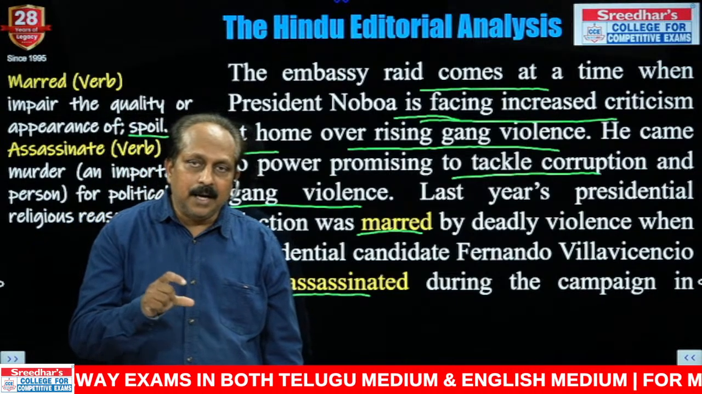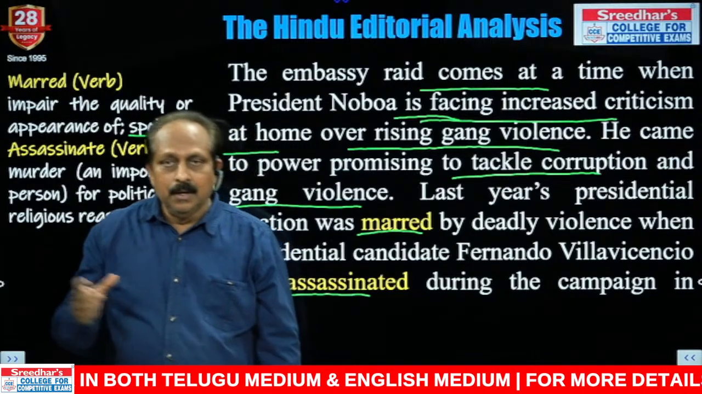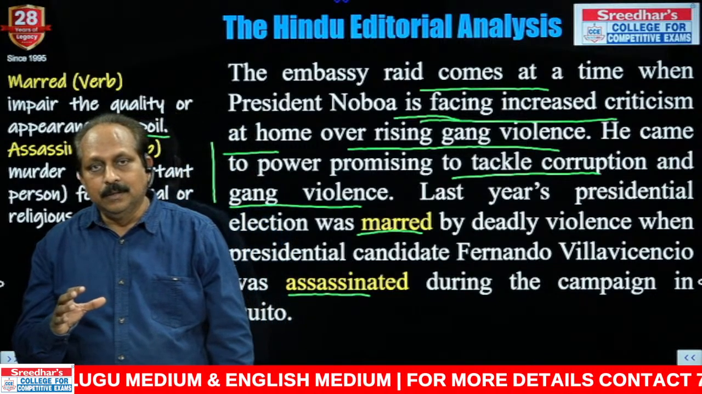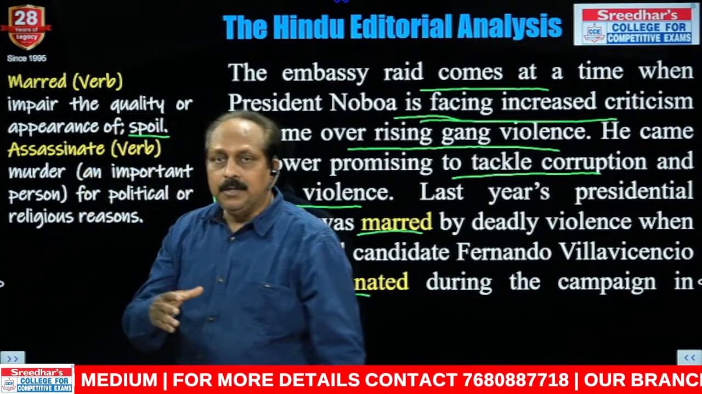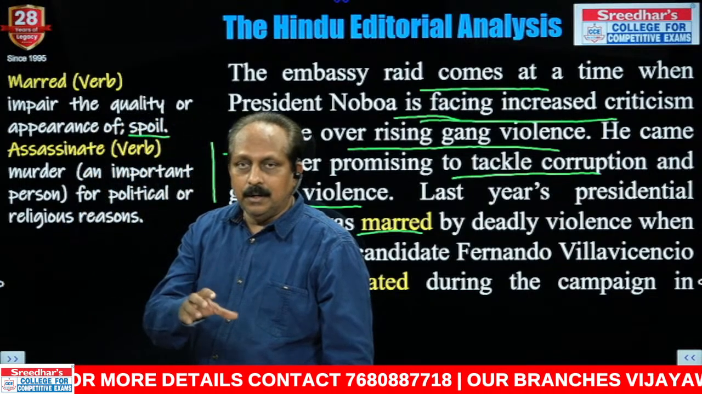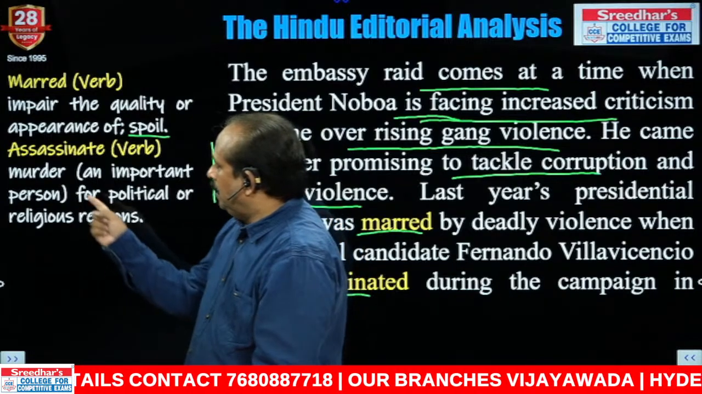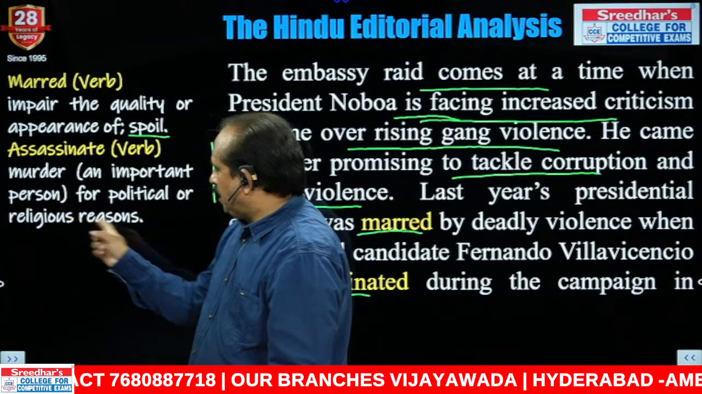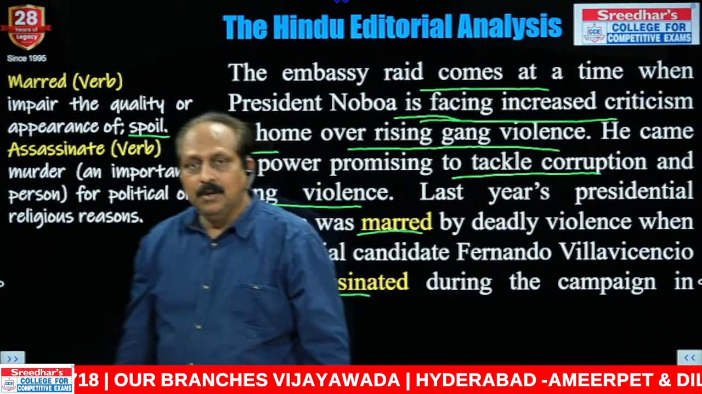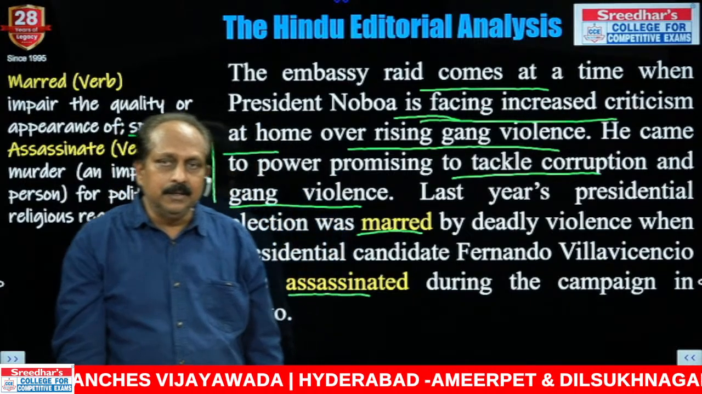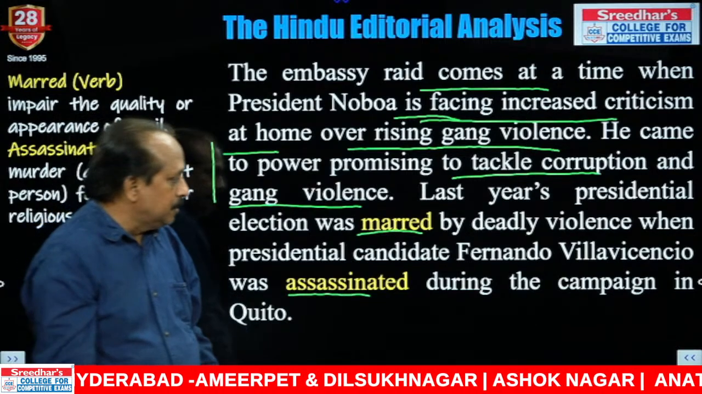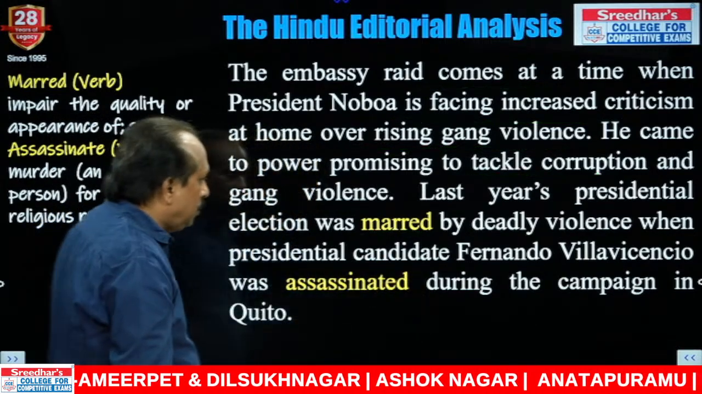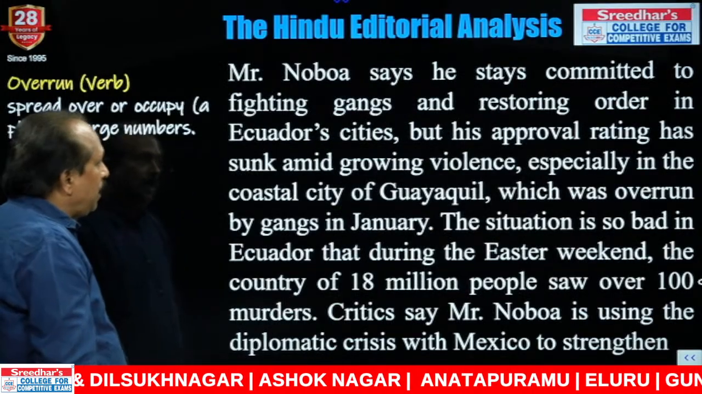Assassinate verb, assassination noun. What does it mean? Killing an important person, usually political or religious, but more political. Ordinary person, we don't use the word assassinate; we use the word murder. Assassinate means to murder an important person for political or religious reasons. Usually, political reasons, a political leader has been murdered, we say he has been assassinated. This talks about violence at the time of elections.